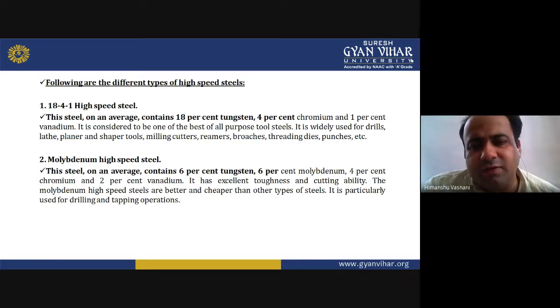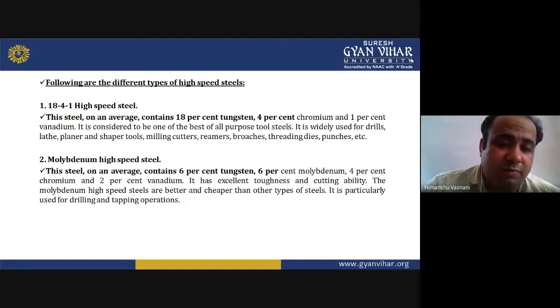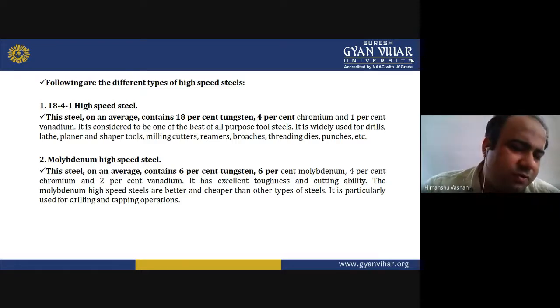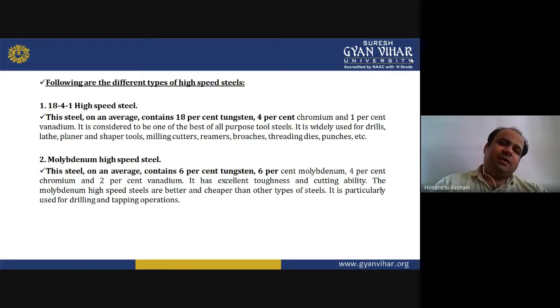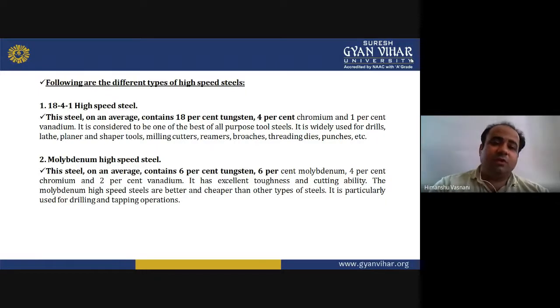See, the addition of molybdenum has given it new properties, and it has given it cheapness, because obviously the tungsten percentage is reduced in it. But you can see that the applications are fewer. It is only used for drilling and shaping operations. So molybdenum high speed steel has its own applications, but if you compare with the 18-4-1, you can count them in numbers, while it has numerous applications.